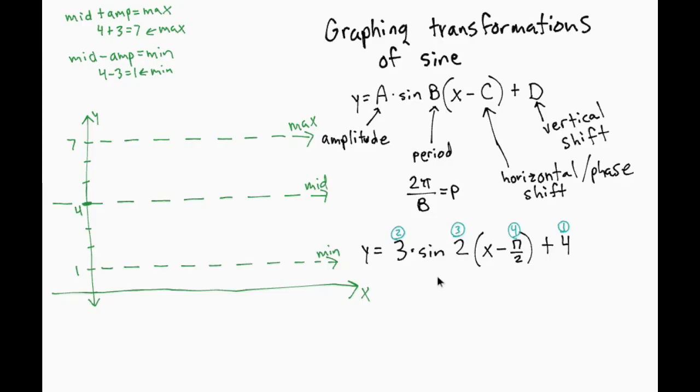We've plotted the midline, as well as the max and min, and now we're ready to sketch out the period. Remember that for this equation, b is equal to 2, and 2 pi over b will equal the new period. So the 2's cancel and we end up with the period equal to pi.